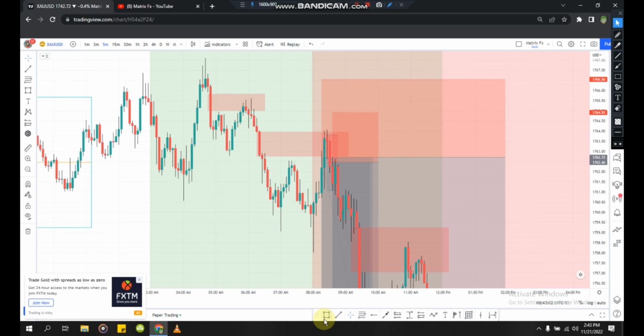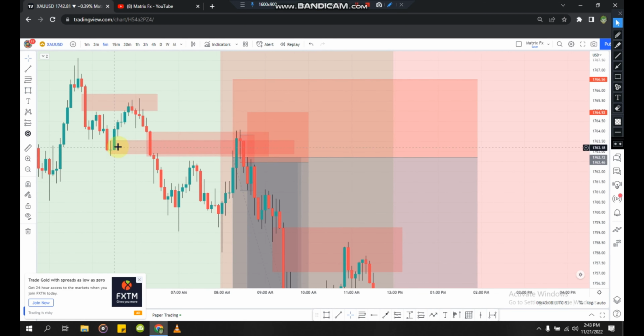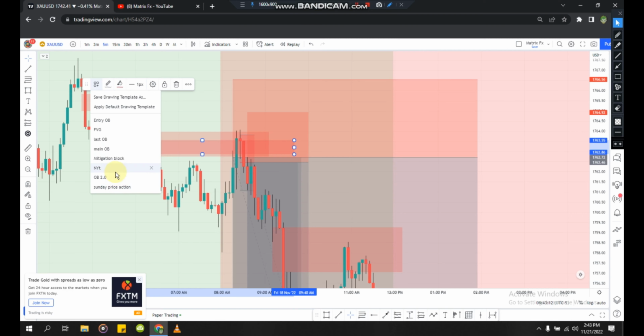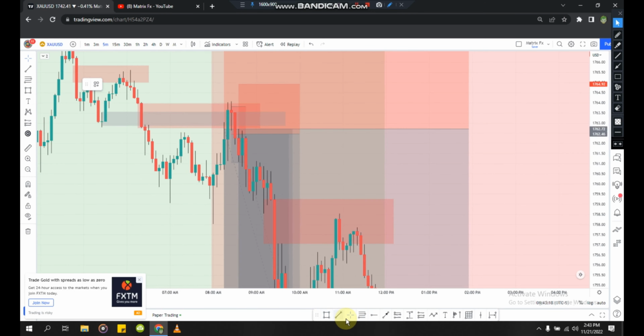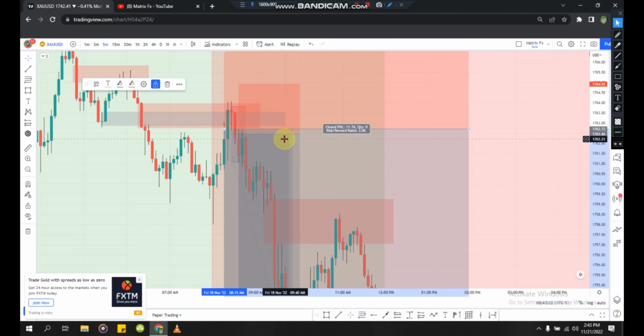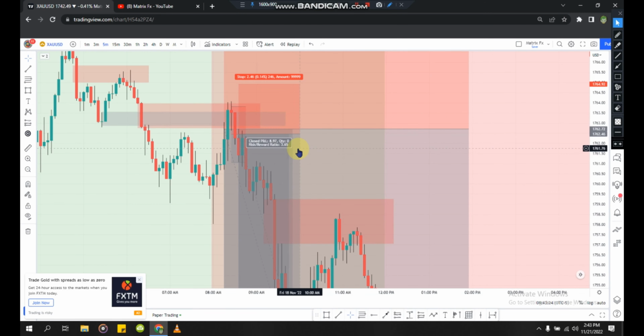You can also see there is a breaker block here. Wow, there are so many confluences at this particular level. I am sure I didn't even see this breaker the time I wanted to enter that trade, but either way the trade still went well. You can see this breaker right there. Taking that trade just from here, I don't know why there are two.